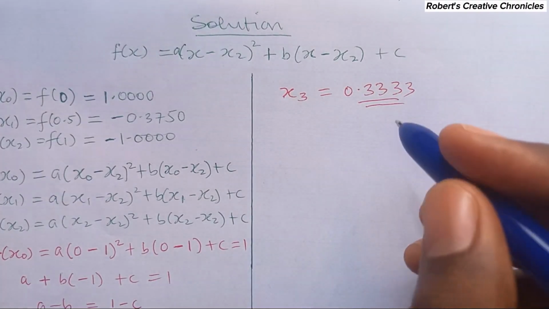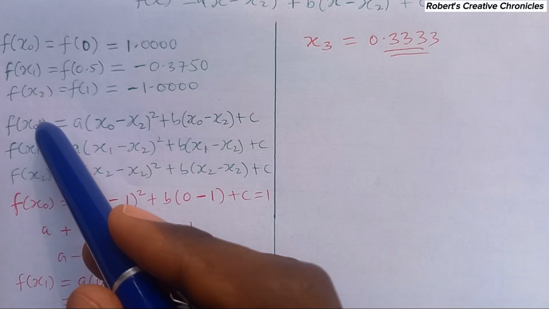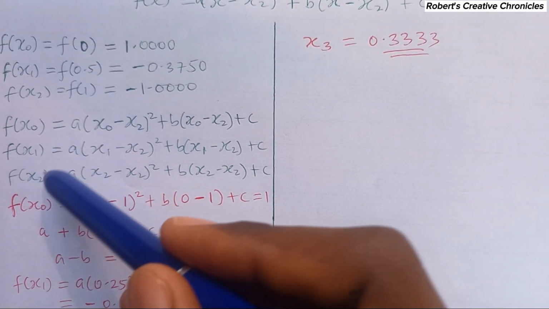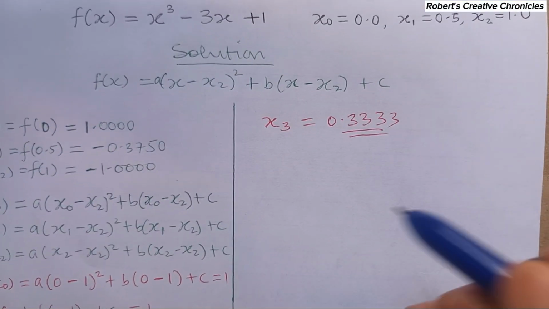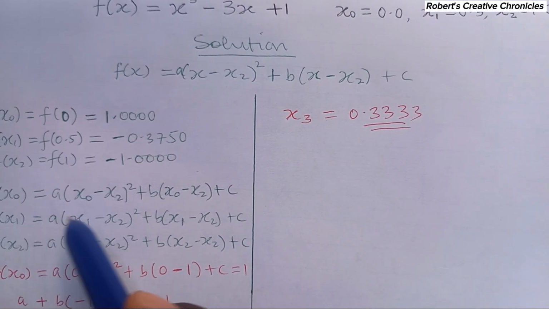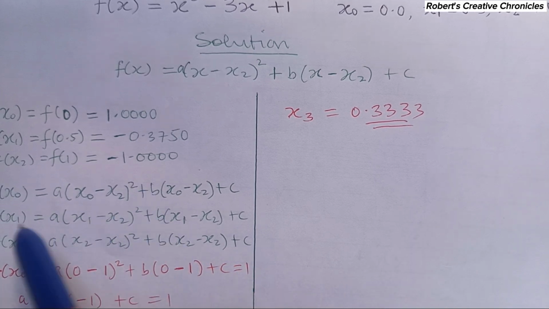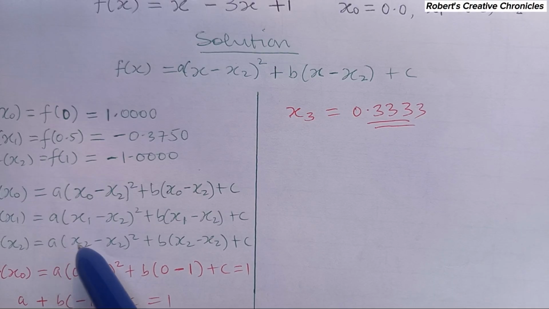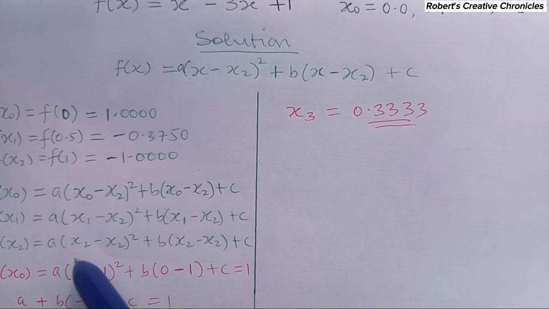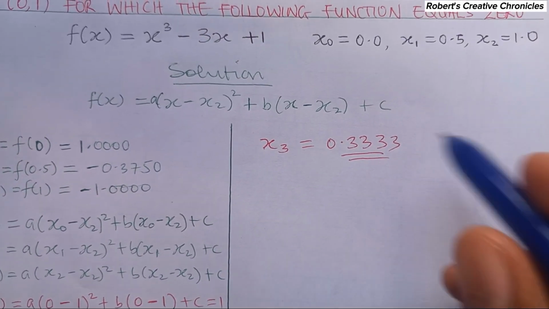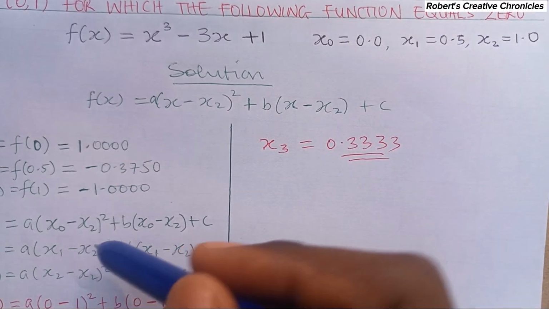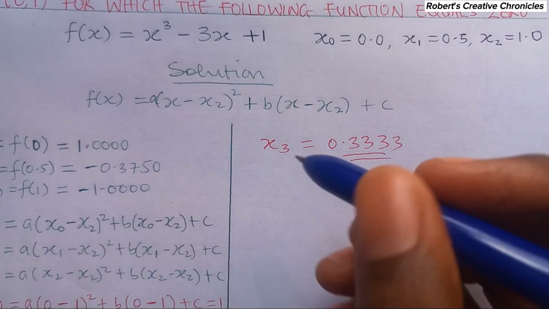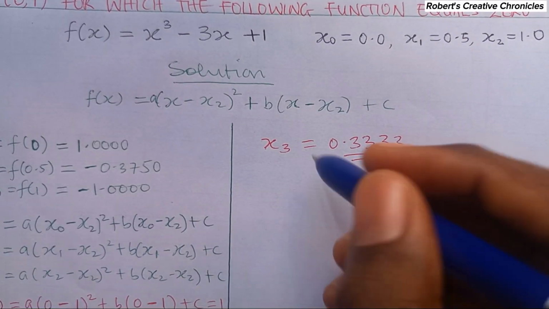Let's do the second iteration. Here it was fx0, fx1 and fx2. Now the one we're going to consider will be fx1, fx2 and fx3. So I don't need to write the formulas. Here fx1 is equal to a x1 minus x3. Here also x2 minus x3. Then the last one will be x3 minus x3, which is 0. So all this x2 will change to x3.